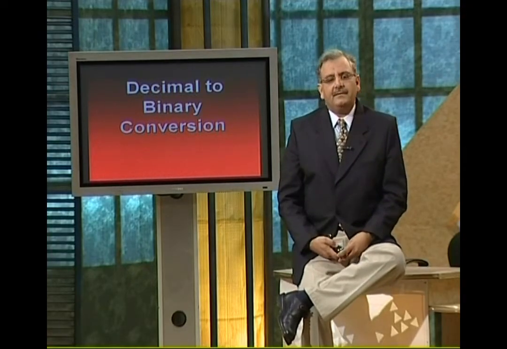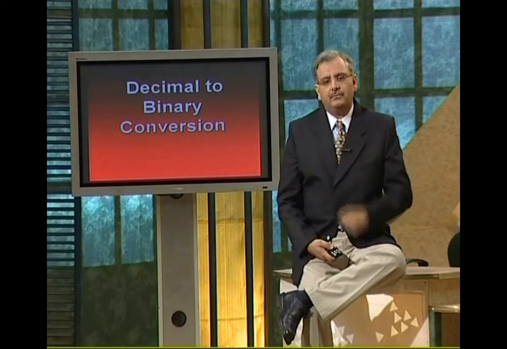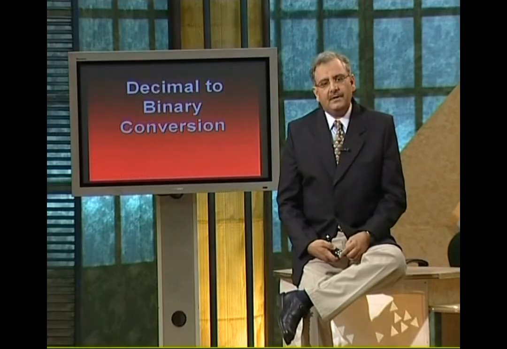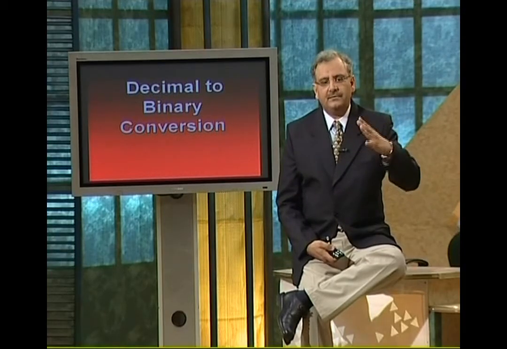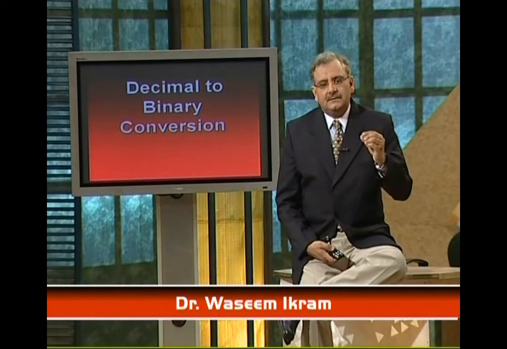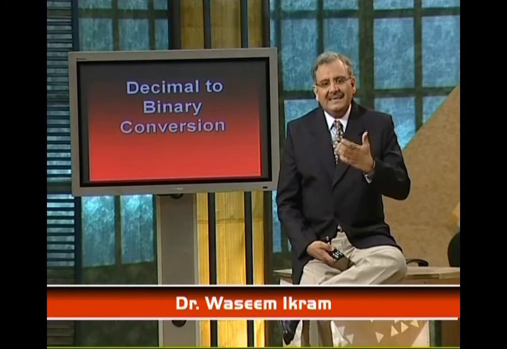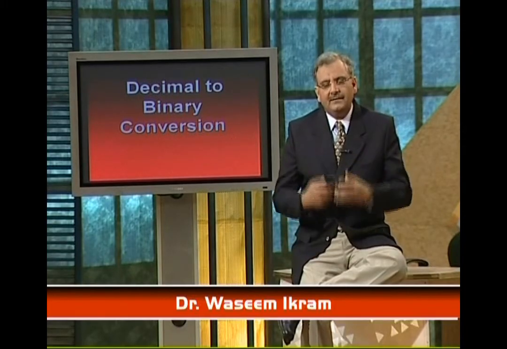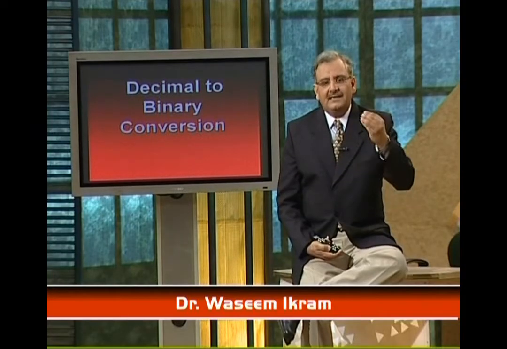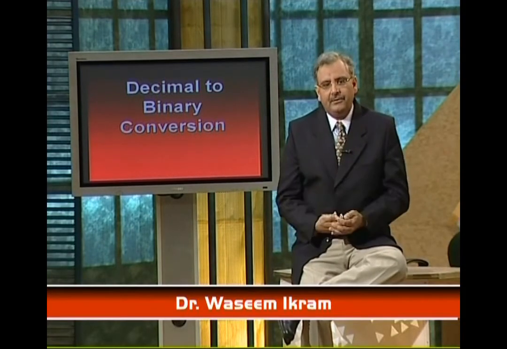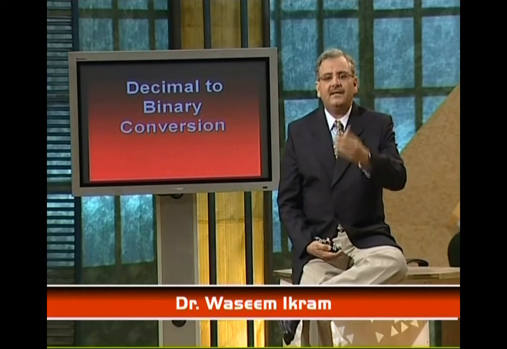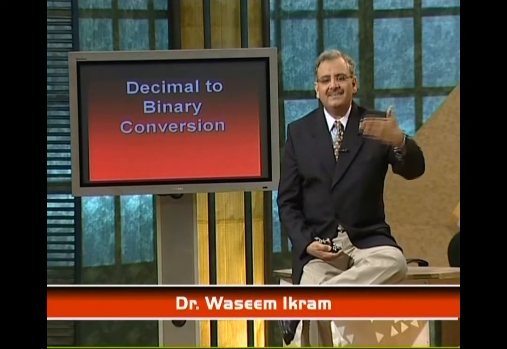Let us look at the conversion of decimal numbers to binary numbers. The conversion from decimal to binary numbers uses two different methods. The first method is the sum of weights method in reverse. How do you do that? Basically, you select a binary weight which is less than the decimal number, the highest binary weight which is less than the decimal number. So that particular weight is contributing towards the decimal number.